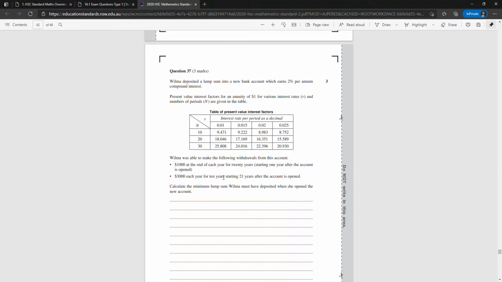Now, what you're also told is Wilma is making withdrawals from this account, $1,000 at the end of every year for 20 years and $3,000 every year for the next 10 years, starting from year 21. And what you're asked is what the deposit amount was when she opened the account. So it's asking about the present value of an annuity that's paying you in this format. So let's take this out.